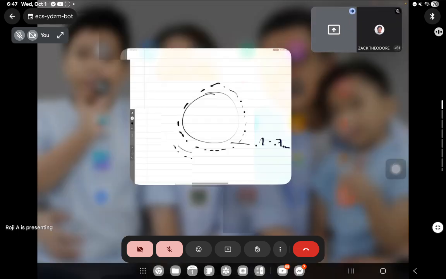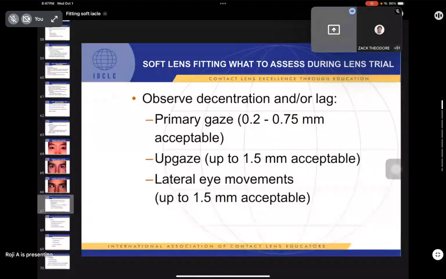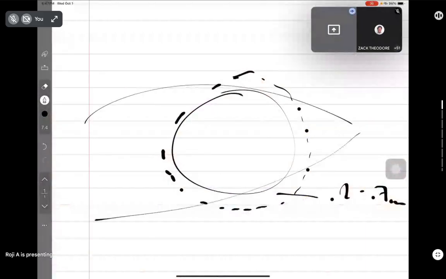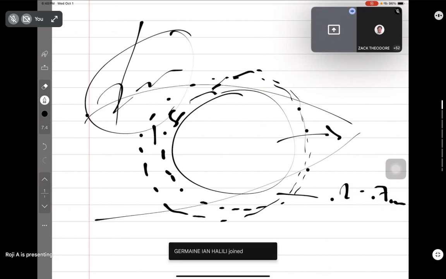Okay, so you understand that from the primary gaze, right? Acceptable. Up gaze, you have 1.5 together with lateral movement. So meaning to say, if this is the eye and the patient is looking, this is looking nasally. So if I have a decentration of 1.5 millimeter, this is accepted. But if it's already 2 millimeter, this is not accepted. Clear? Zach?